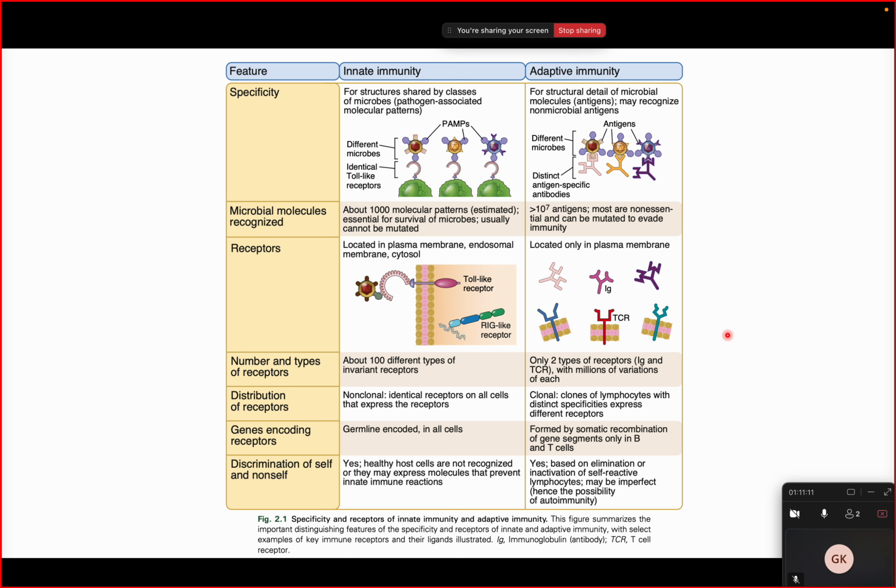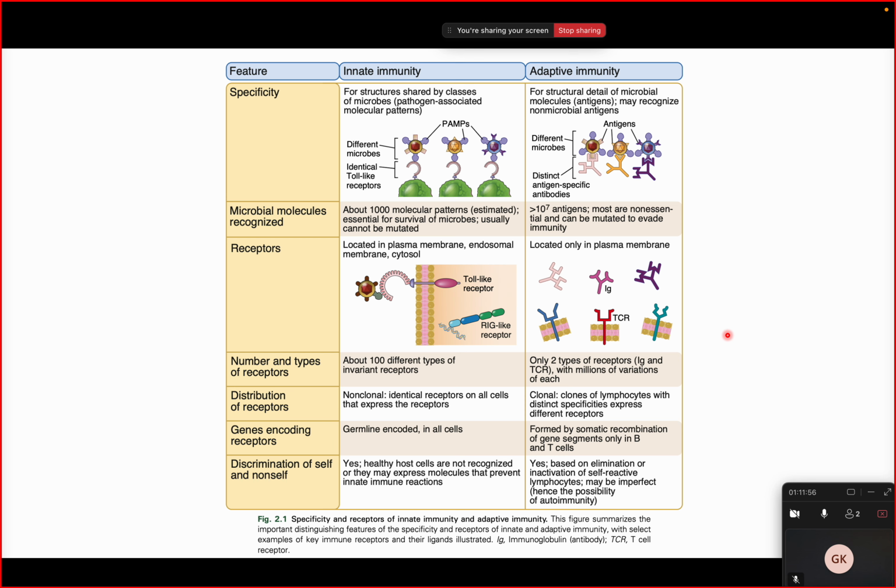Then numbers and types of receptors. So about 100 different types of TLRs are there. TLRs means toll-like receptors, and only two types of receptors, that is Ig, the immunoglobulin, and the TCR, that is the T cell receptor, are part of the adaptive immunity. Where are they distributed? So basically, they are on the cell. They are membrane bound or inside the cell. Okay. For adaptive immunity, the specificity is expressed only on the cell membrane. They are not inside the cell.